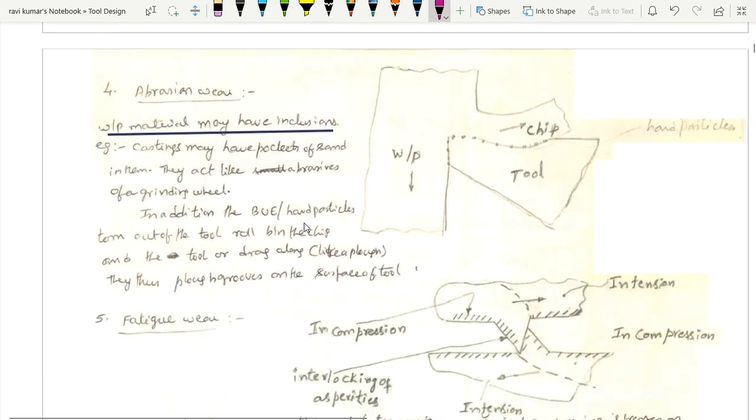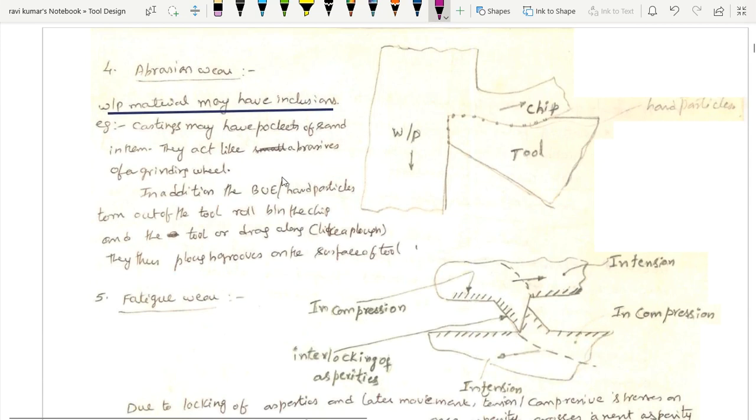The next mechanism is abrasion wear. Abrasion wear occurs because of the abrasive constituents present inside the chip material or work material. We may understand that castings may have pockets of sand within them. Similarly, there may be some oxides over the work material. All these materials behave like abrasive particles of a grinding wheel. So this is nothing but abrasive wear.